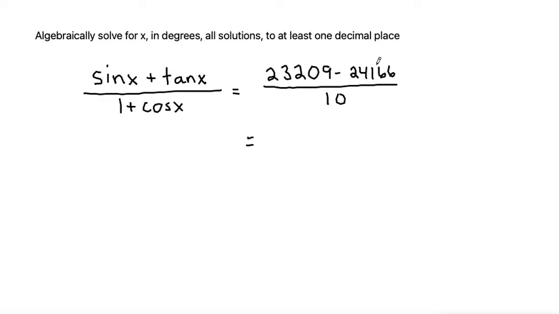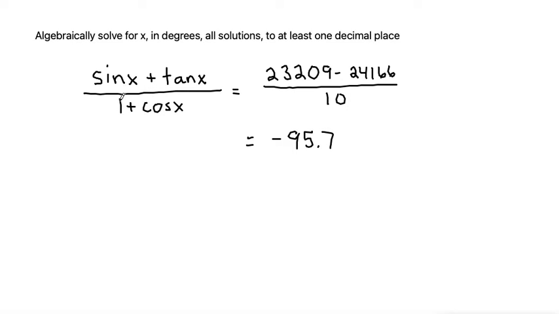23,209 minus 24,166 is negative 957. Dividing that by 10 gives us negative 95.7. And we can just copy this down. Actually, let's think about how we can simplify this side while we're at it.